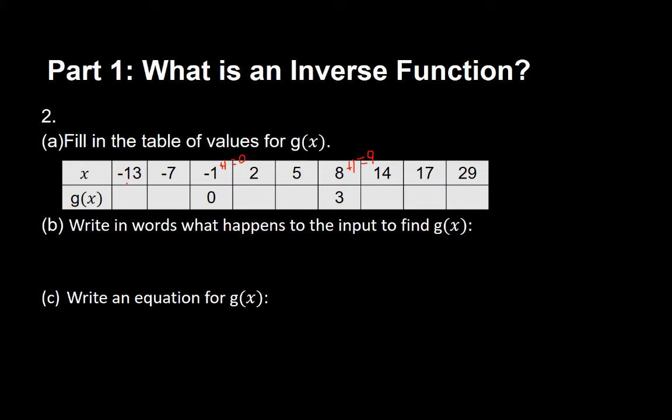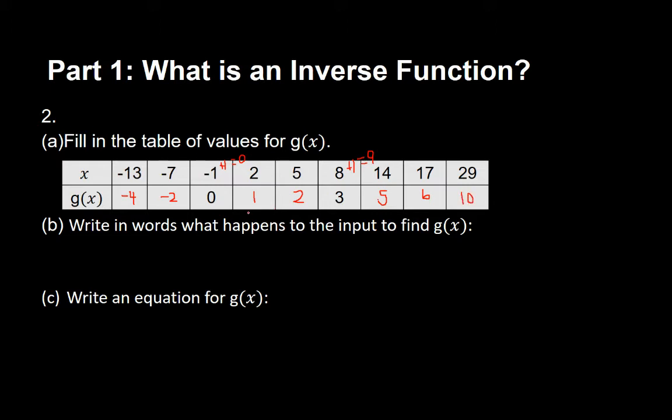If I add 1 to negative 13, I get negative 12, and divide by 3, negative 4. Add 1 to negative 7, I get negative 6, and then divide by 3. Add 1 to 2, I get 3, divide by 3. 5 plus 1 is 6, and then divide by 3, I get 2. Pause for a second because I was double checking the last one. 2 plus 1 is 3, divide by 3, yes, okay. 14 plus 1 is 15, and then divide by 3, I get 5. And 17 plus 1 is 18, divide by 3, I get 6. And 29 plus 1 is 30, divide by 3, I get 10.